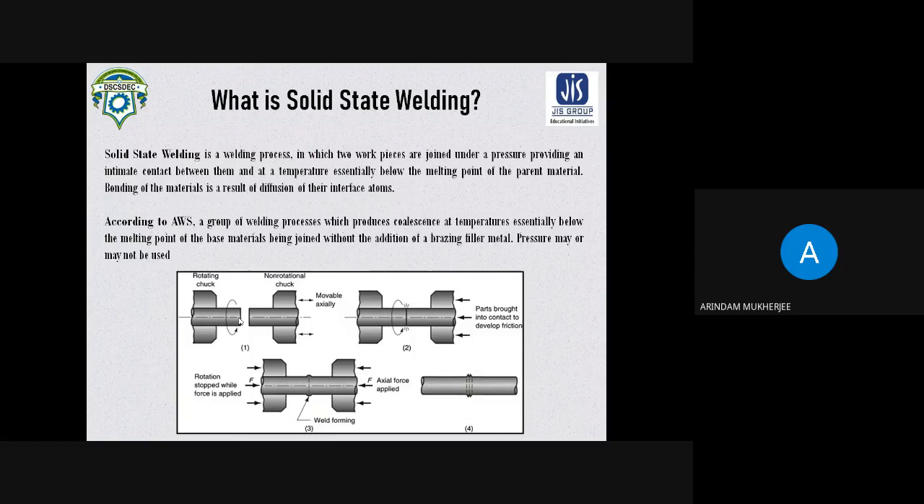Now, according to AWS, the American Welding Society, solid state welding is a group of welding processes which produces coalescence at temperatures essentially below the melting point of the base materials being joined, without the addition of a brazing filler material. Pressure may or may not be used. In that case, they are also taking the cases of brazing and soldering into this category. Now in this case, you can say pressure is absolutely mandatory.